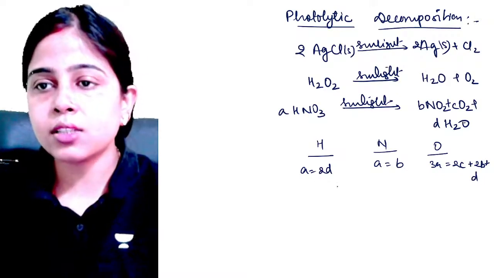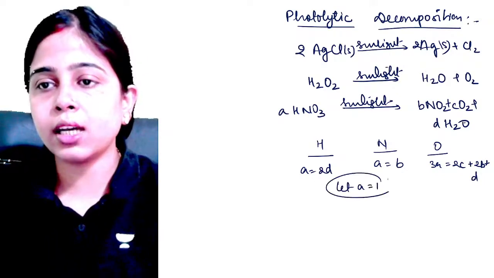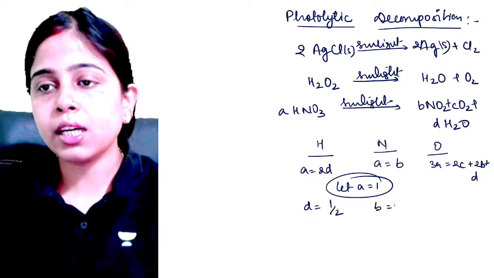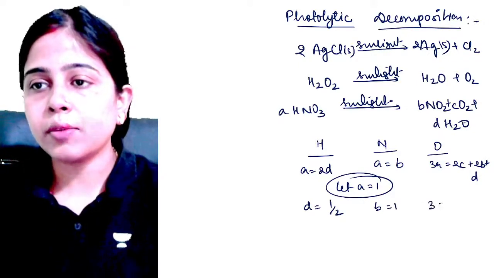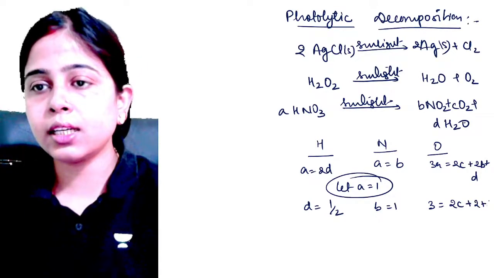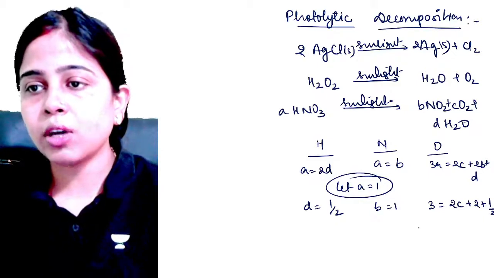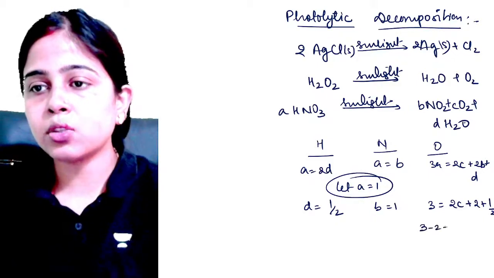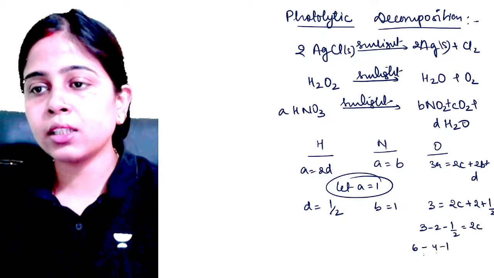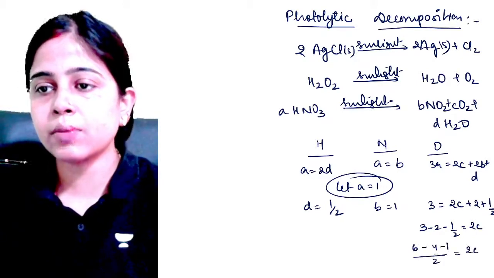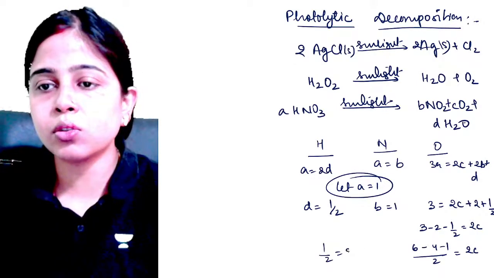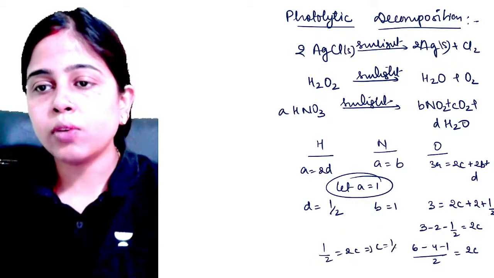Now let's balance this. So let your A equals to 1. If A is 1, then D becomes 1/2. B becomes 1. So here you have 3 plus 2C plus 2B, so that will be 2. D is how much? Half. Okay, so C you have to find out. So 3 minus 2 minus half is equals to 2C. So 6 minus 4 minus 1/2 is equals to 2C. 6 minus 4 is 2, 2 minus 1 is 1. So here you will have half is equals to 2C. So C is equals to 1/4.